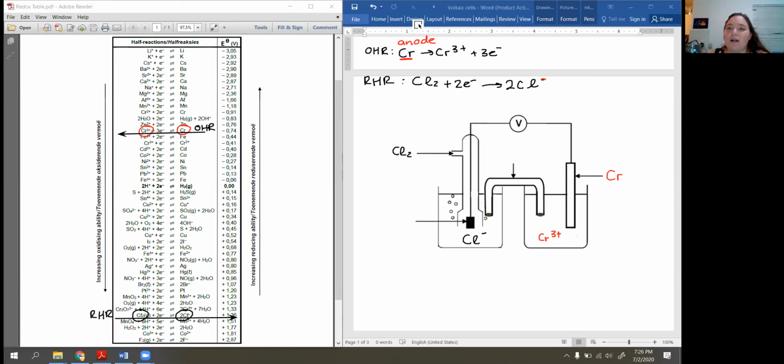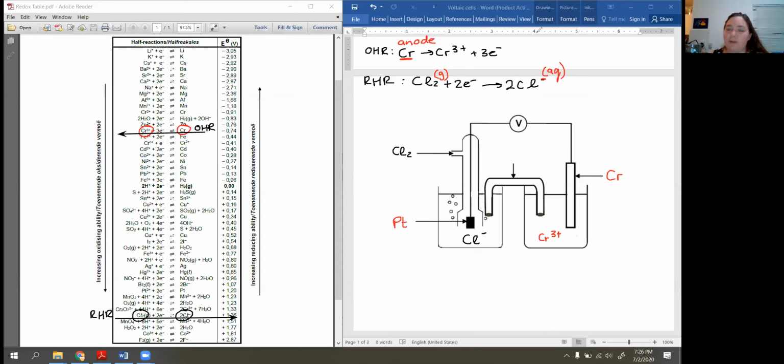So who can tell me what they think the electrode will be here? It can't be chlorine because it's a gas, and it can't be chloride because it's aqueous. So what are we going to use as our electrode? Anyone? Come on, I know somebody knows the answer. Okay, and the answer is platinum. All right, so we would use platinum here.